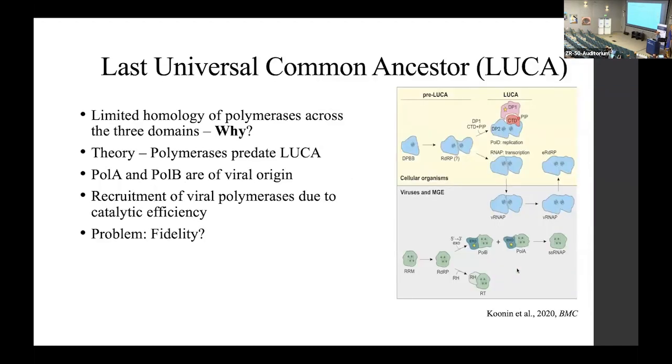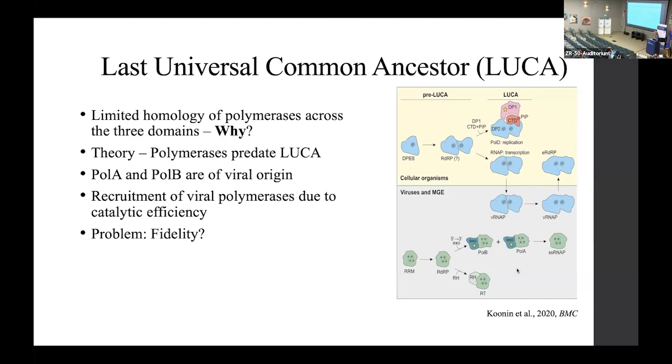So I don't have too much time to get into this, about replication during the era of the last universal common ancestor. But since a lot of the talks today have been about it, if anyone's really interested, this article by Dr. Eugene Koonin in 2020 really drives home what we currently know about replication during that early time period. And so there's very limited homology between the different polymerase domains, or between the polymerase and the three domains of life. And that's believed to be because polymerases predate even LUCA.